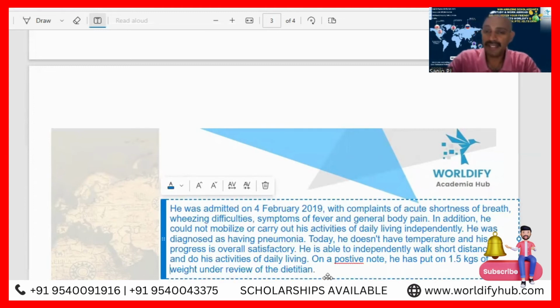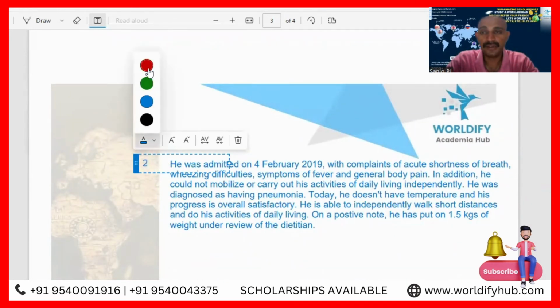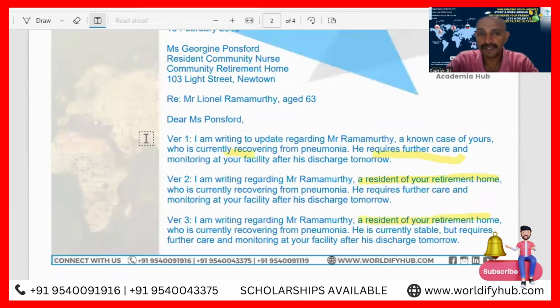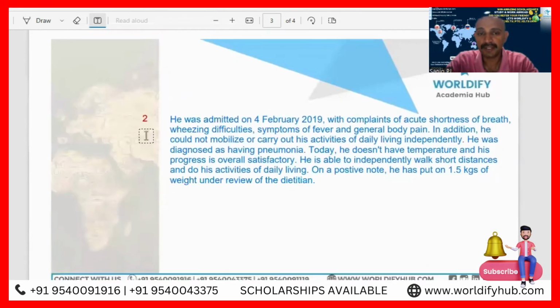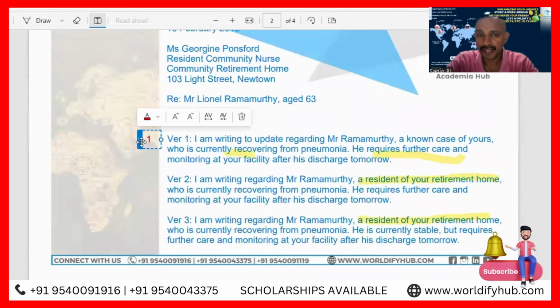Okay, so now usually in our letters, this is your second paragraph, which is your condition of the patient. And this is your first paragraph, which is your purpose. This is the second paragraph, which details out the reason for admission and then what is his current condition. Okay, and yeah, this is paragraph 1.